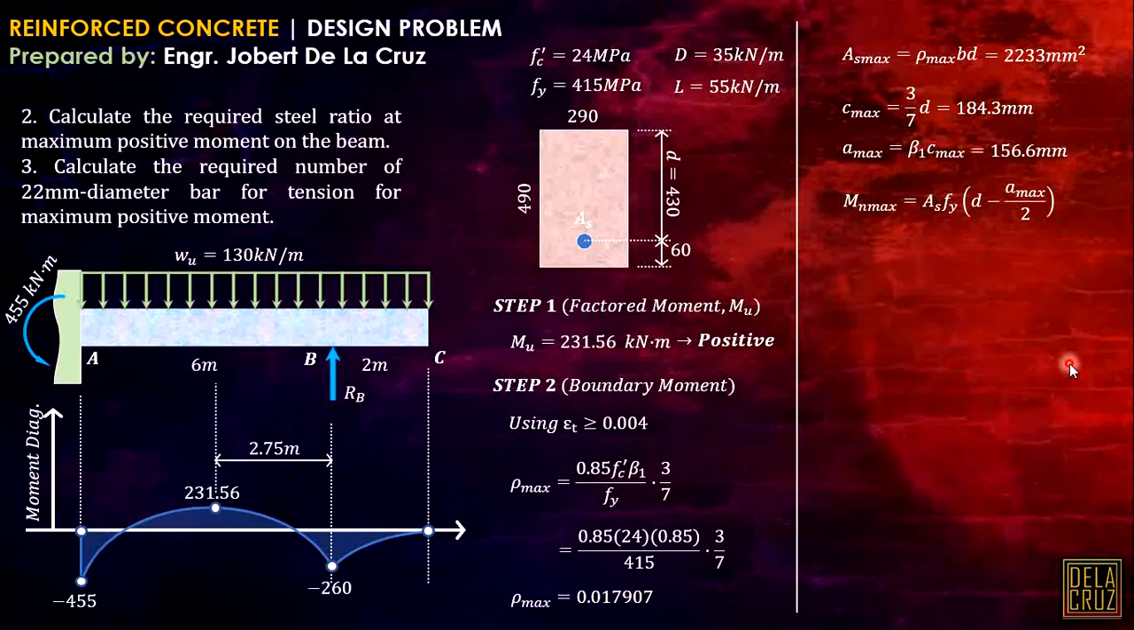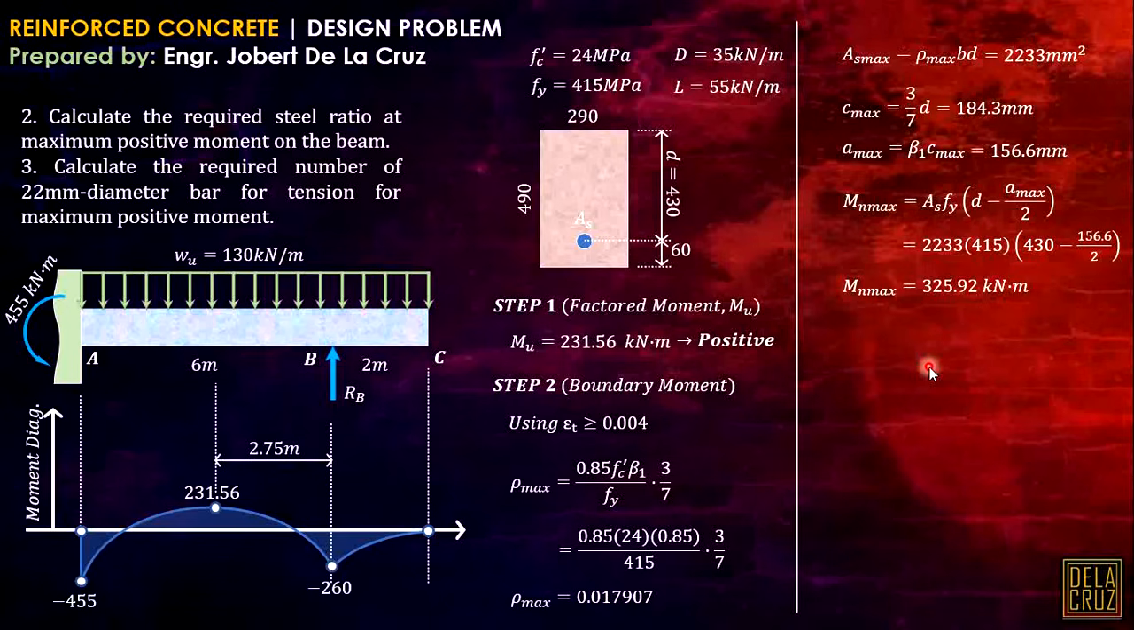Okay, next. Direct substitution. And we have this Mn max. Okay. Now after this, take note that we will compare this to the factored moment. So we need to convert this into a design moment. Okay. Ito yung factored moment. Ito yung design moment from the beam talaga. Okay. So we need to multiply this by reduction factor.